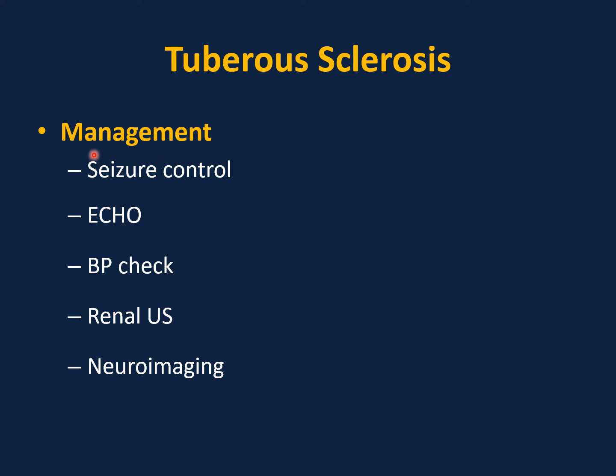Management of tuberous sclerosis: seizure control, echocardiogram screening for cardiac rhabdomyomas, blood pressure check, renal ultrasound screening for renal angiomyolipomas, and neuroimaging study for cortical tubers and astrocytomas.